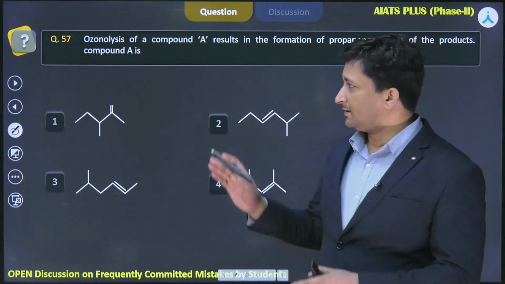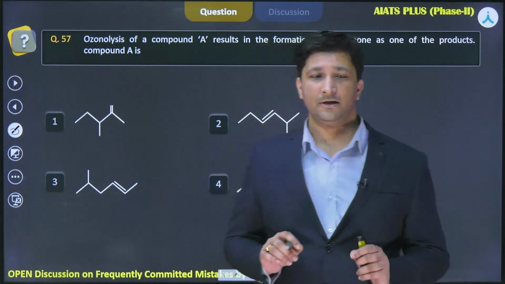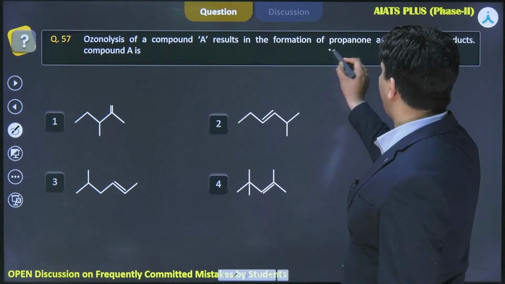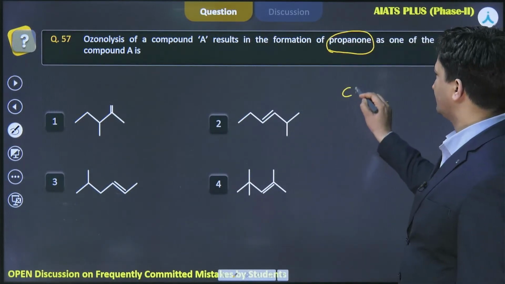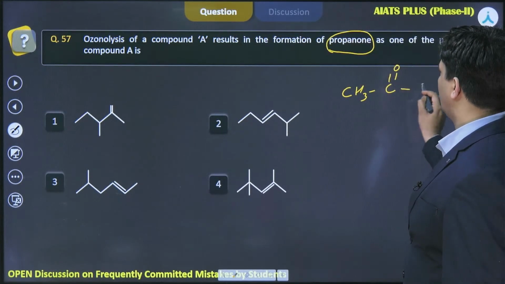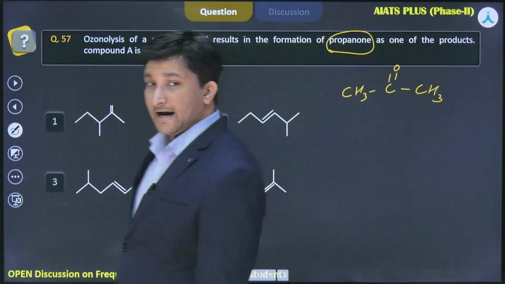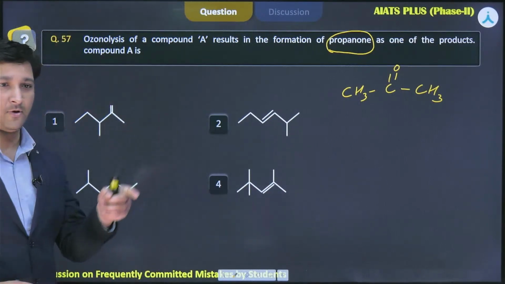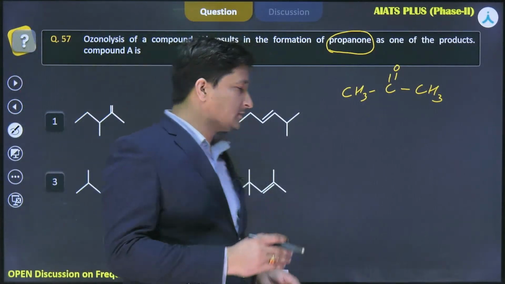You can watch this concept in detail in that video. But again, I will discuss it very shortly here also, don't worry. Ozonolysis of compound A results in the formation of propanone. So propanone is CH3C, and so on. This is propanone, okay? And we have learnt that during ozonolysis, we just have to break the double bond, and instead of the double bond, we have to provide a double-bonded O to both the regions.